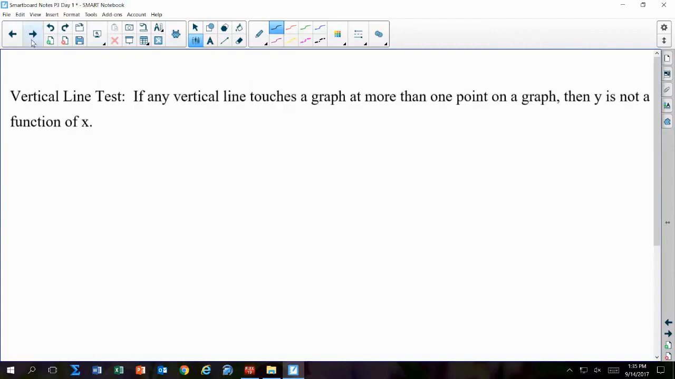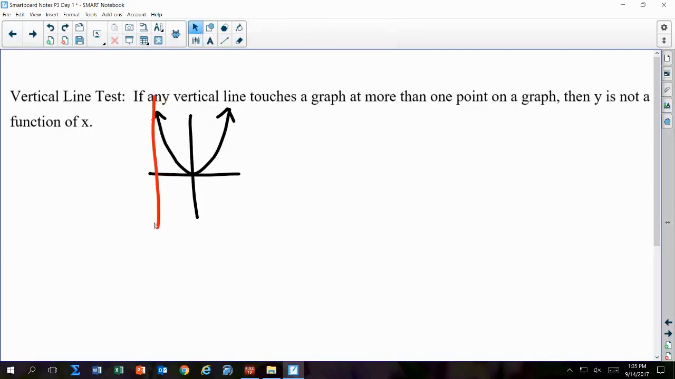All right, vertical line test. It says if any vertical line touches a graph at more than one point on the graph, then y is not a function of x. So the vertical line test can be used to determine if something's a function. Here's the most basic examples I can think of. All right, here's your x squared graph. We all know that's a function, right? We've heard teachers say it before. The graph y equals x squared is a function.